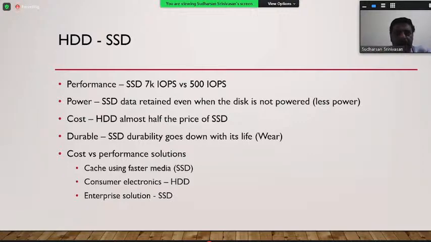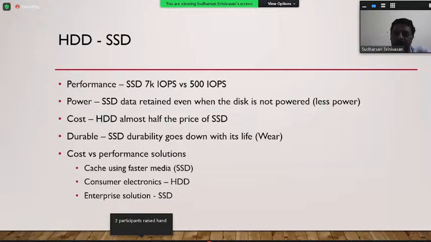So 500 IOPS for HDD versus 7K IOPS for SSD, and SSD also uses a lot less power compared to HDD. Obviously, HDD has a lot of moving parts, and SSDs, the NAND flash, don't need separate power to maintain the state. So even when you have switched off the system, the host, and when I say host, it can be the laptop or the system to which the disk is attached, that's what we call typically host in the industry, it doesn't require that much power.